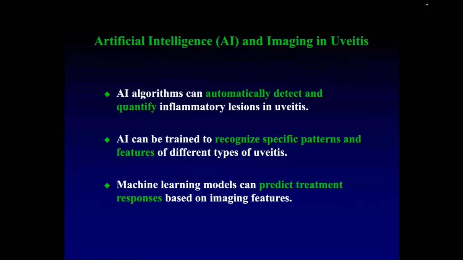With the development and advancement of technology, the integration of artificial intelligence and imaging is becoming more and more close. AI algorithms can automatically detect and quantify inflammatory lesions in uveitis. AI can be trained to recognize specific patterns and features of different types of uveitis. Machine learning models can predict treatment responses based on imaging features.